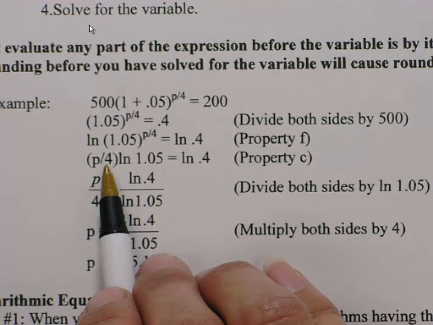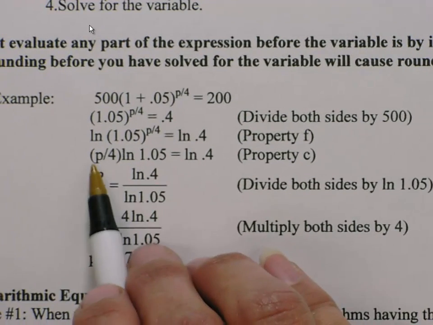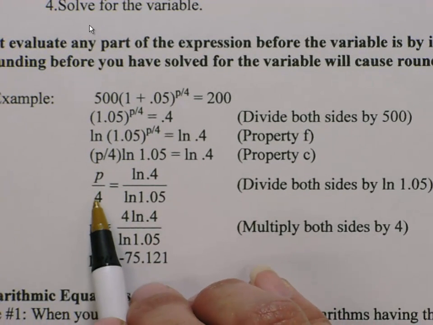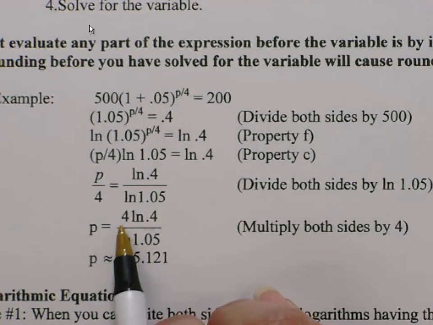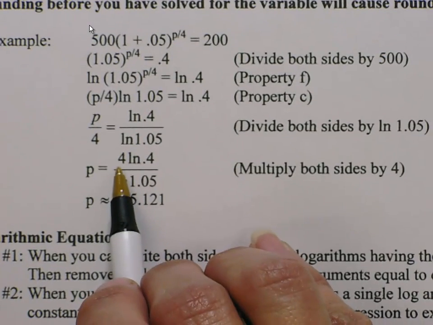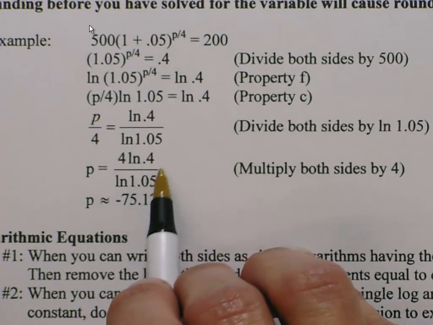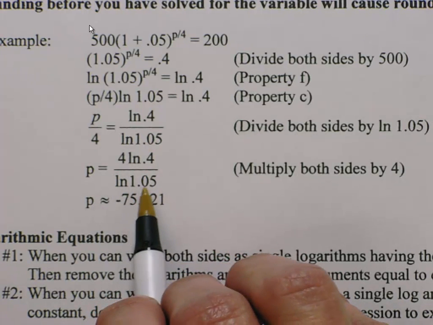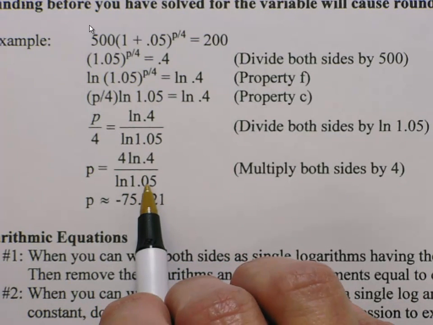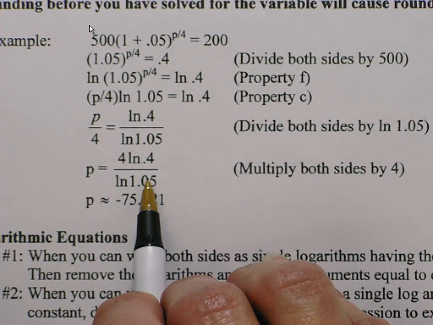Then finally, to get the p by itself, actually I got the p over 4 by itself by dividing both sides by natural log of 1.05, and then multiplied both sides by 4, and this is the exact answer: 4 natural log of 0.4 divided by natural log of 1.05. That's the exact answer, and that's about 3 points on the test.